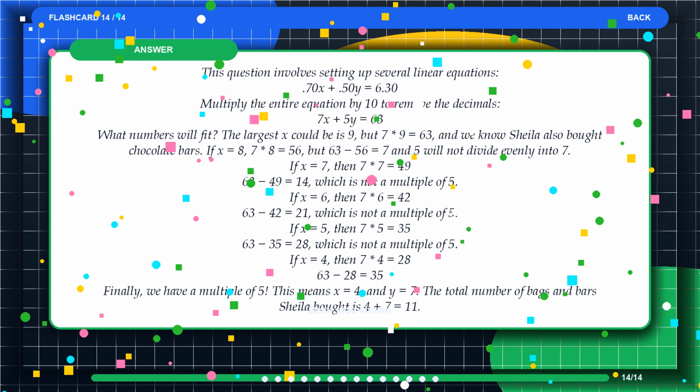If x equals 4, then 7 times 4 equals 28. 63 minus 28 equals 35. Finally, we have a multiple of 5. This means x equals 4 and y equals 7. The total number of bags and bars Sheila bought is 4 plus 7 equals 11.